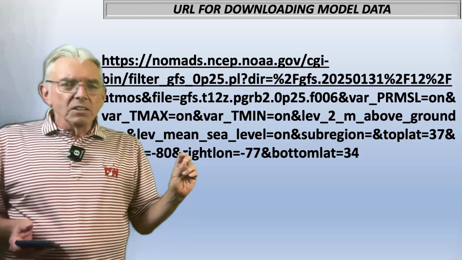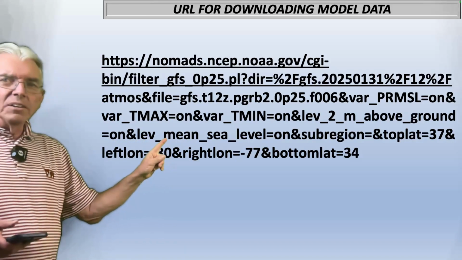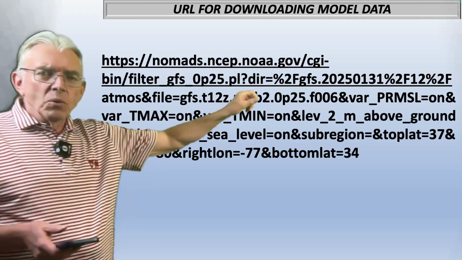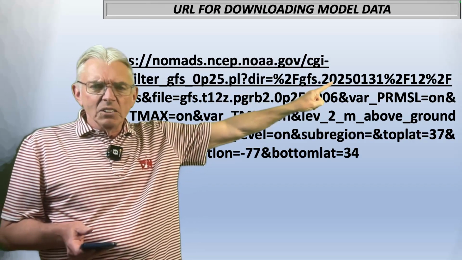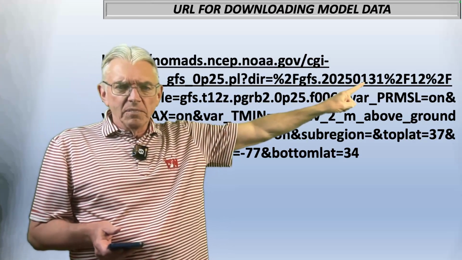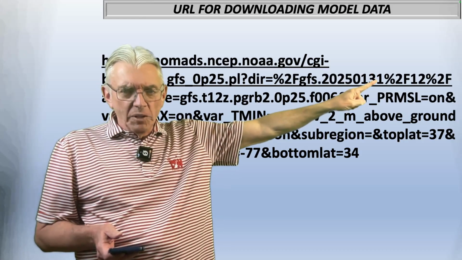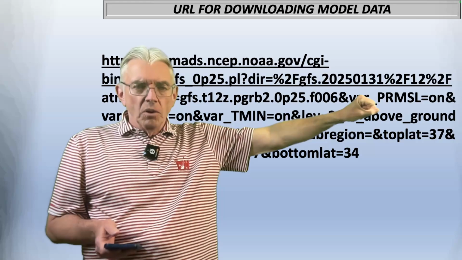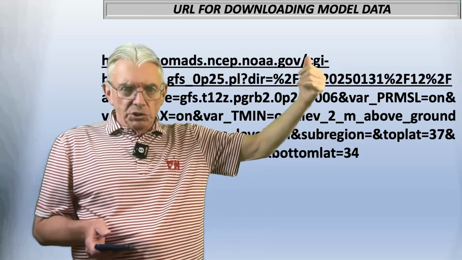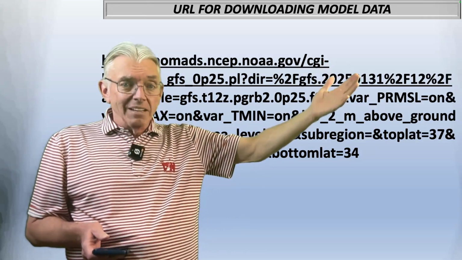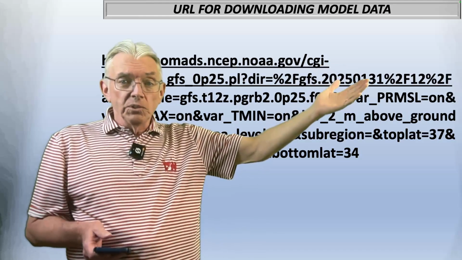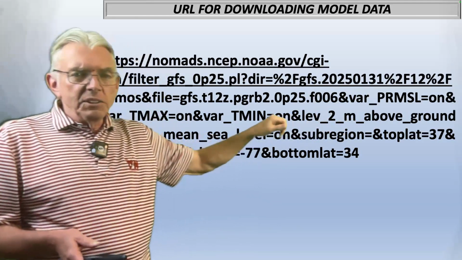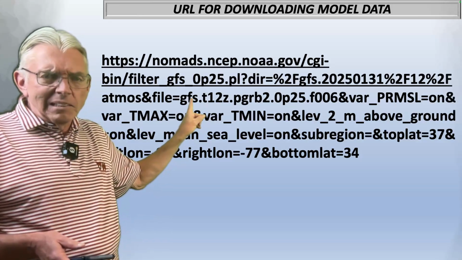And so when you take a look at this URL here, if you go down to the second line over toward the right, you see the year 2025, the month 01, January, the date 31 today, and then the 12 means it's the 12Z run. Greenwich time is Zulu time, and it's 5 hours ahead of us. So 12 Zulu time is 7 a.m. Eastern Standard Time, okay?